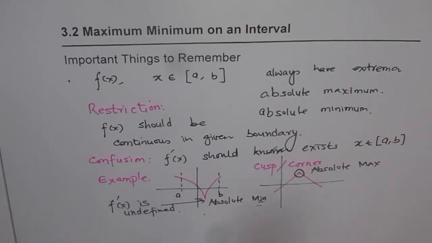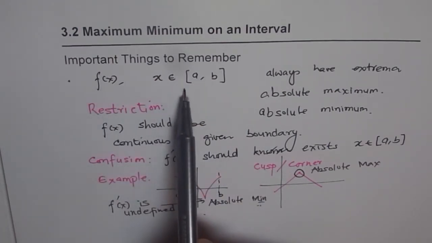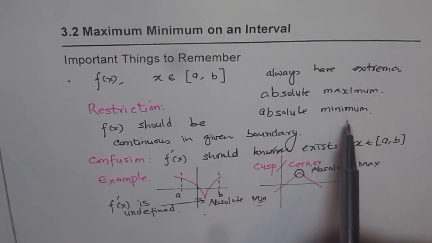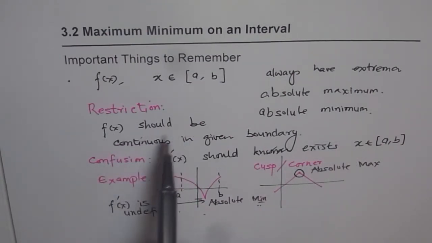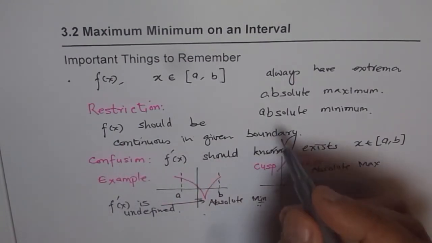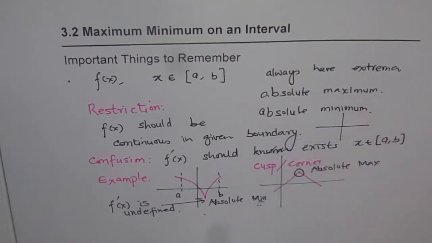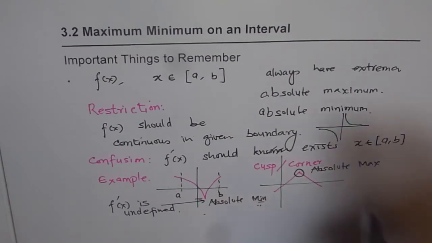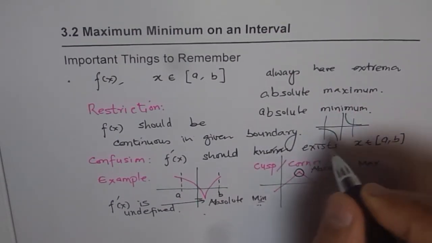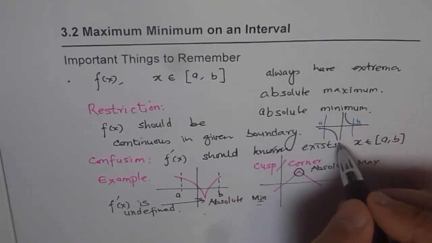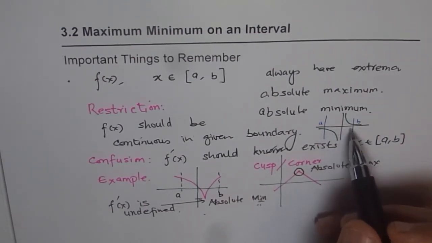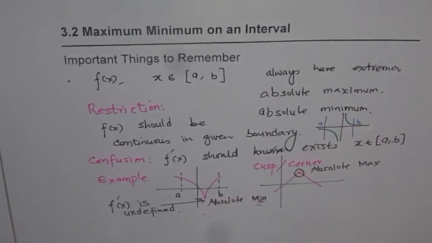So for me, let me recap this. The important thing is that a function given a restricted domain will always have absolute maximum or minimum provided it qualifies this restriction. That is, f of x should be continuous in the given boundary condition. Now, what do I mean by being continuous within the boundary condition? For example, if I have a function, let's say 1 over x, and I restrict my domain from a to b, as you can see, the function is discontinuous in between. Now, if the function is discontinuous in between, then I cannot really have absolute maximum and minimum value using this particular algorithm. That is what I'm trying to say.